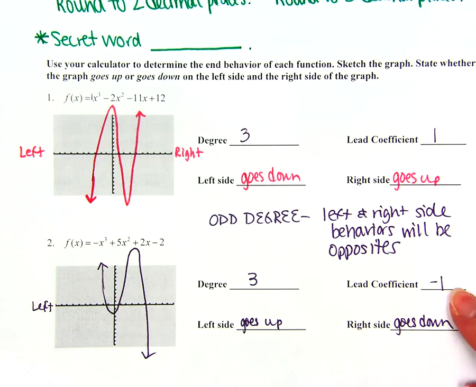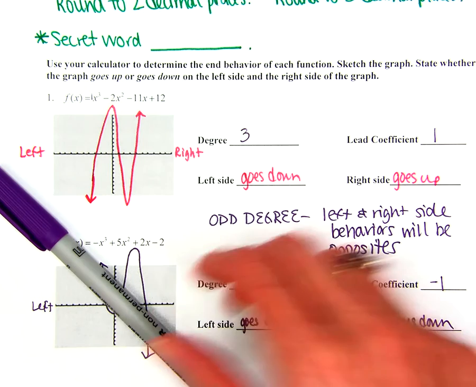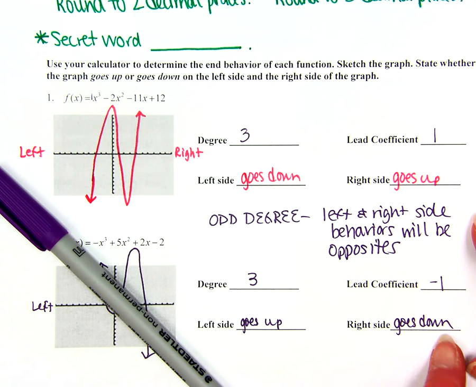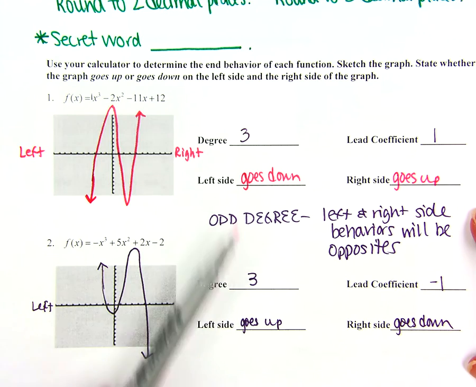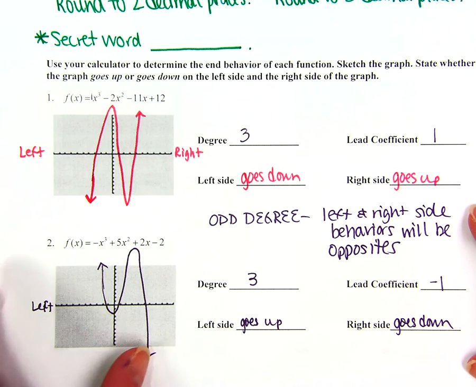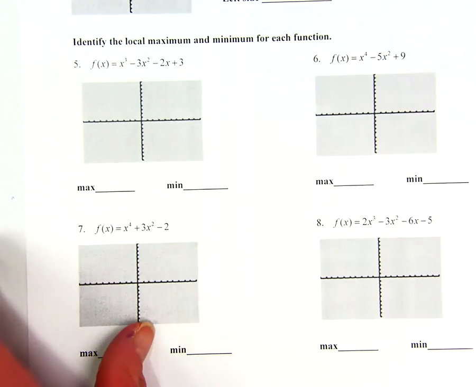If it has a lead coefficient that's negative, it'll have a negative slope. So on the right side it'll go down, and on the left side it would go up. Alright, this will work for any odd degree polynomial. It doesn't have to be only cubic. Alright, so look at the next two problems.